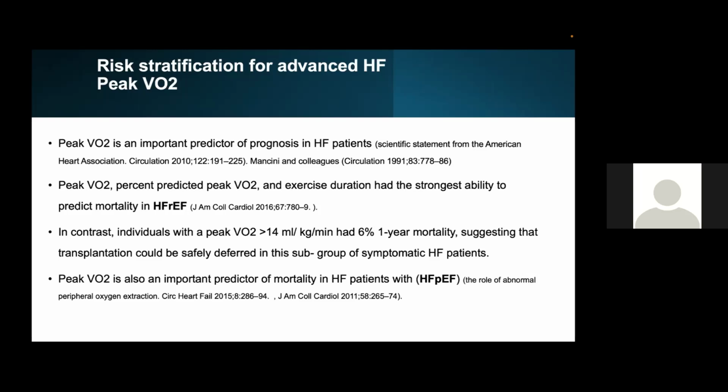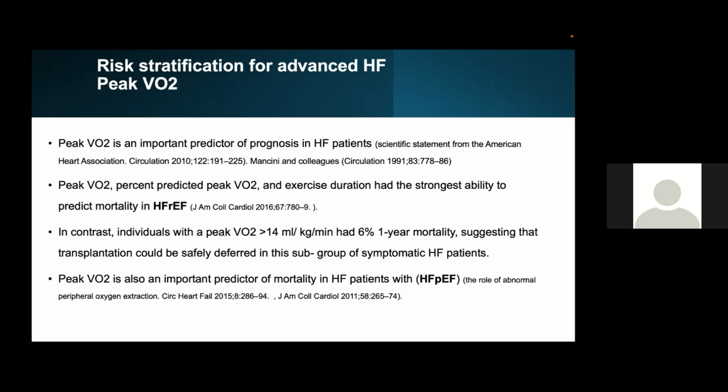first of all, the peak VO2. It's considered an important predictor of prognosis in heart failure patients in many studies. And the peak VO2, percentage of predicted peak VO2, and exercise duration had the strongest ability to predict mortality in heart failure with reduced ejection fraction. On the other hand, if the patient's peak VO2 is more than 14, the mortality will be low.